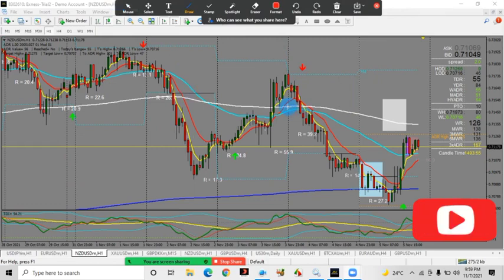Order block is available on any time frame, right? You can use it on any time frame, but to have an effective order block, it's always better you stick with your 1 hour. You look for it on a higher time frame.